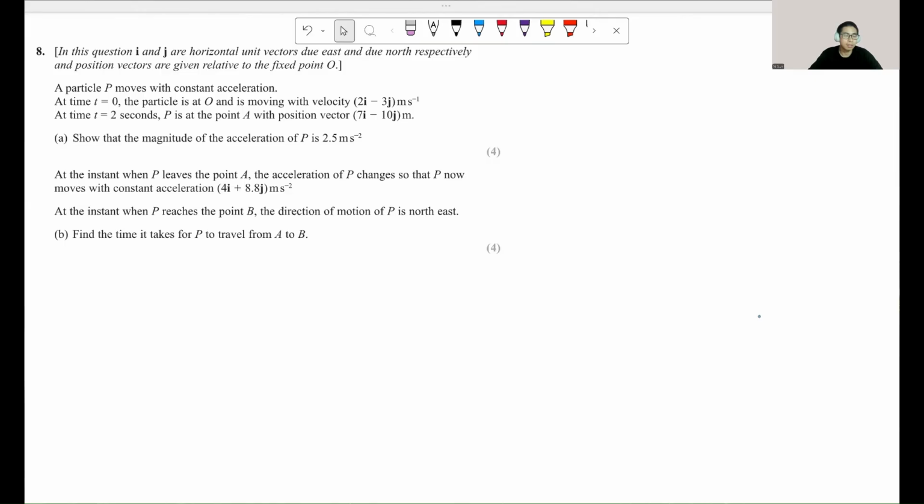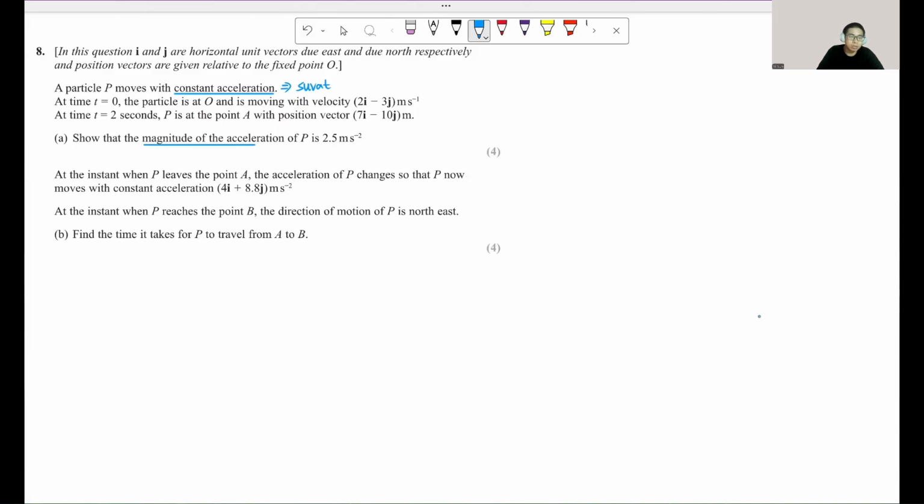Okay, let's have a look at question 8. A particle P moves with constant acceleration. So if it's constant acceleration, that means we need to use SUVAT. At time t equal to 0, the particle is at O, the origin, and is moving with velocity 2i minus 3j meters per second. At t equal to 2 seconds, P is at point A with position vector 7i minus 10j. Part A showed that the magnitude of acceleration of P is 2.5 meters per second squared.